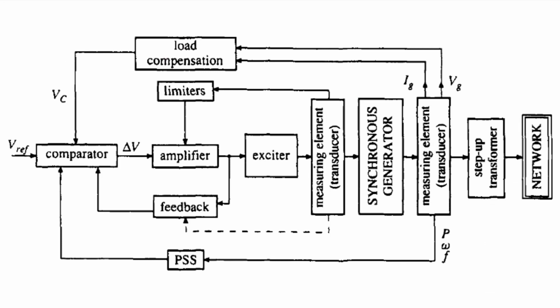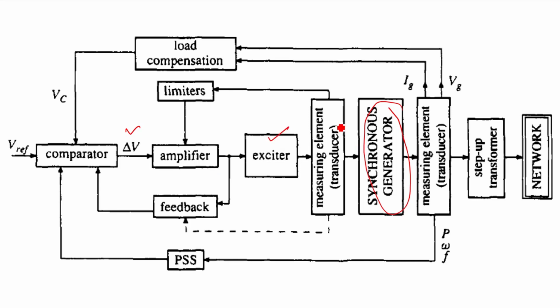Now here another block diagram is shown where we can see a synchronous generator and how it is being controlled. This is a synchronous generator, and we have various measuring elements at different points. They measure the terminal voltage and current, which is fed through the load compensation to the comparator, and the V reference is compared. Then delta V, the error signal, is fed through the amplifier to the exciter.